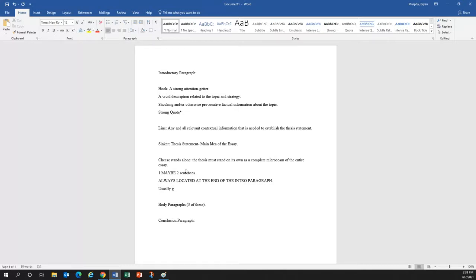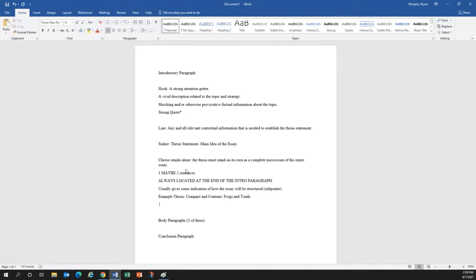Usually it gives some indication of how the essay will be structured. And I'm going to put in parentheses here subpoints, okay, because that's usually a good way to do it. So I'll give an example. Here's an example thesis. Now I'm going to do compare and contrast. I'm going to do frogs and toads. Frogs and toads, okay? That's my topic, comparing and contrasting frogs and toads.